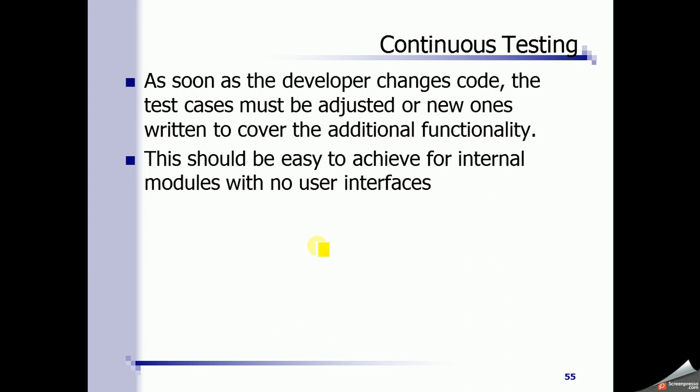As soon as the developer changes the code, the test cases must be adjusted or new ones written to cover the additional functionality. Whenever the developer writes new code, now we need to make adjustments in the existing test cases, or we need to write new test cases so that the incremental testing can be executed.